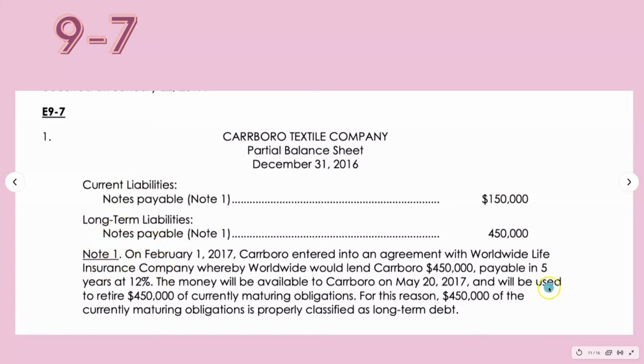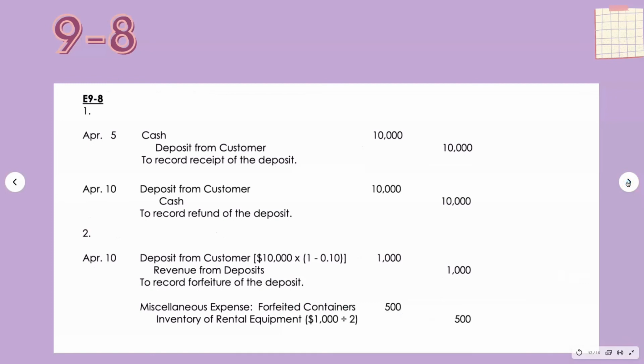And this is a bit more of a verbose note because of what is required, that the money would be available as of which date and how it would be used to retire these notes. Then for 9-8, we just have a list of journal entries that we are recording in terms of cash and deposit from the customer. And then we also have when we actually collect the deposit from the customer and give them cash as well, and then when we record the revenues. And we would have a miscellaneous expense for any type of forfeited deposits.